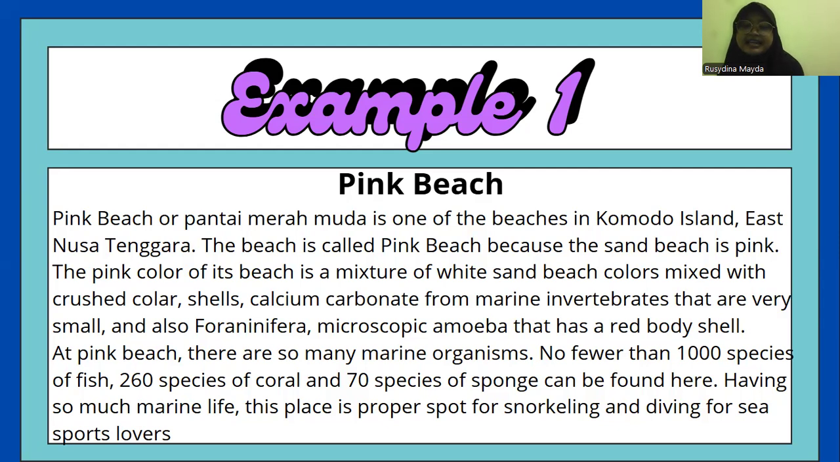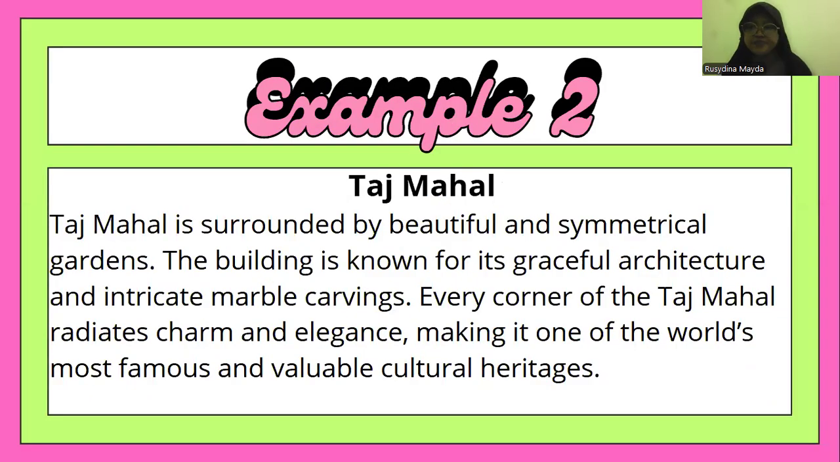Okay, the next is example two. Taj Mahal. Taj Mahal is surrounded by a beautiful and symmetrical garden. The building is known for its graceful architecture and intricate marble carvings. Every corner of the Taj Mahal is carved and ornate, making it one of the world's most famous and valuable cultural heritage.